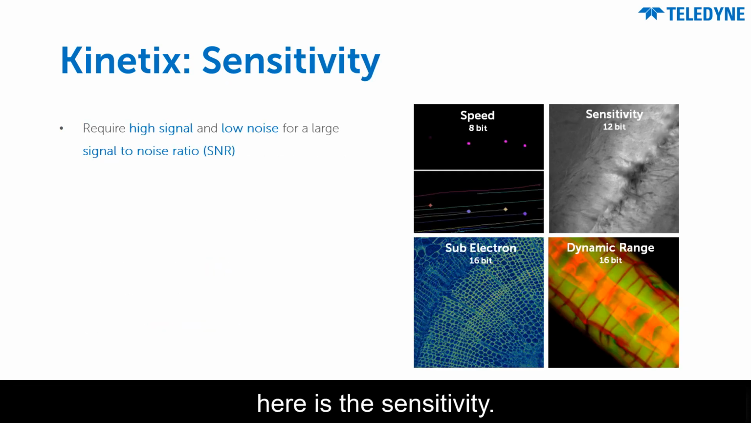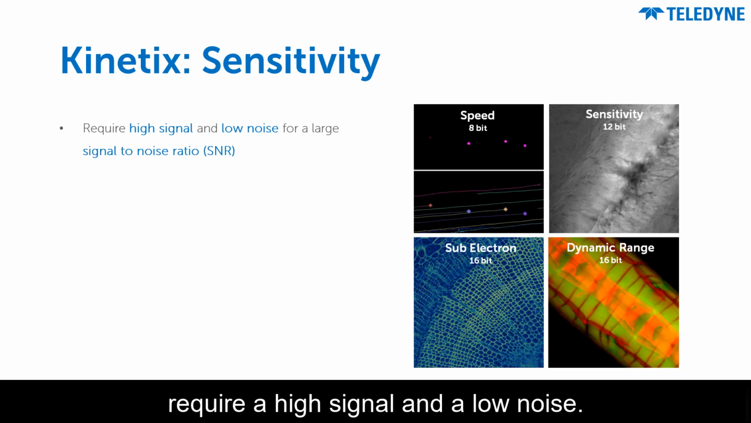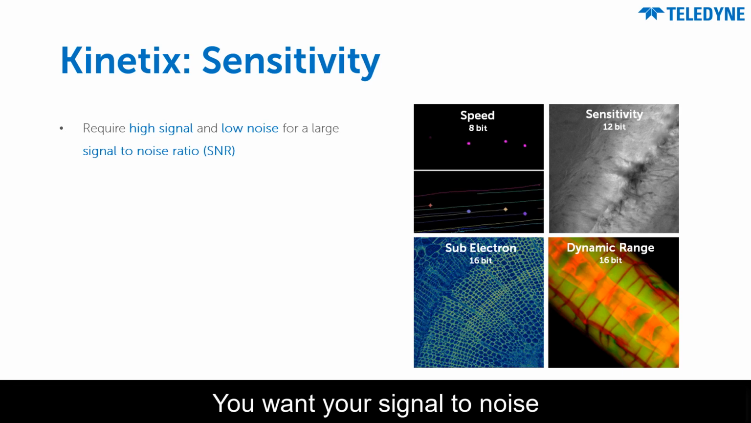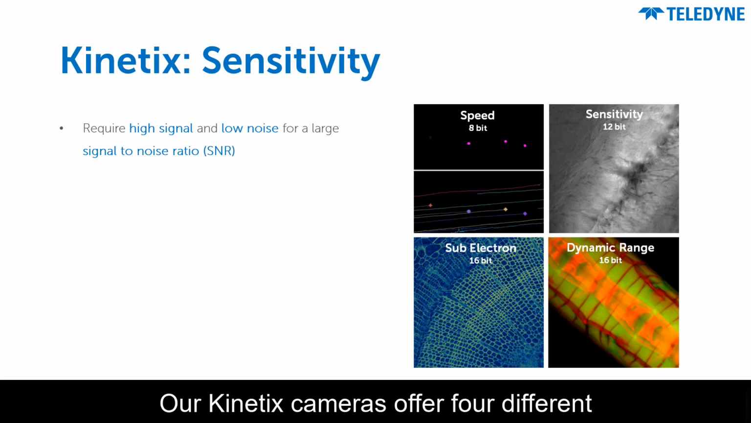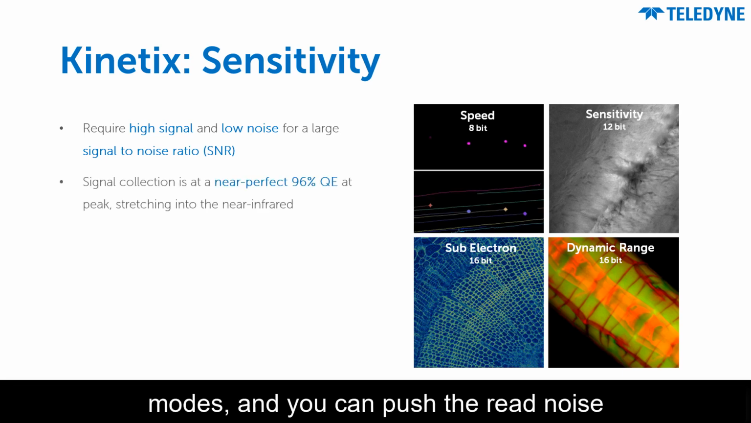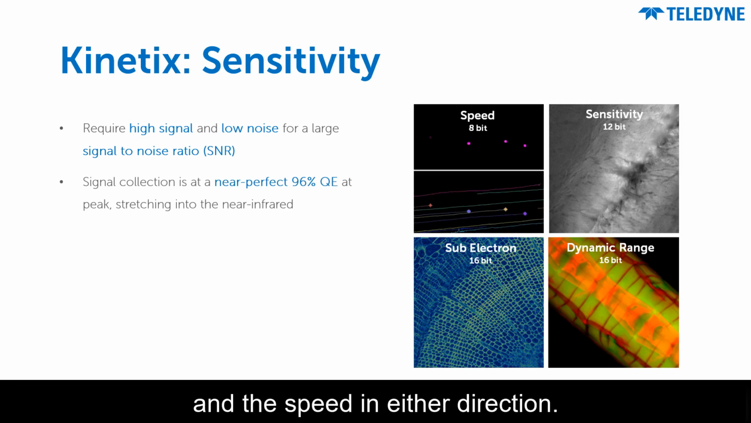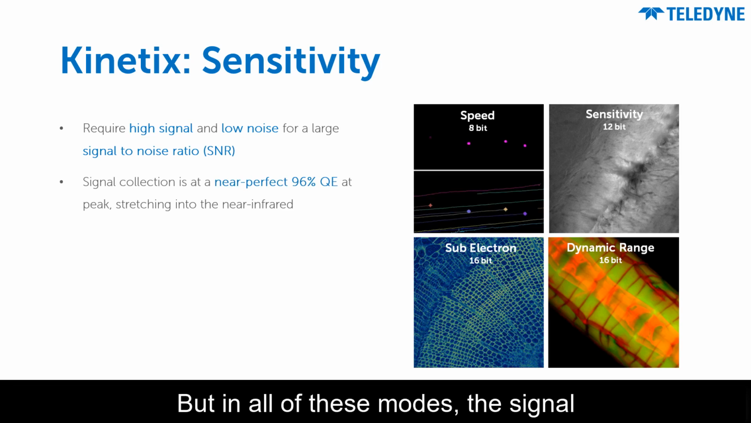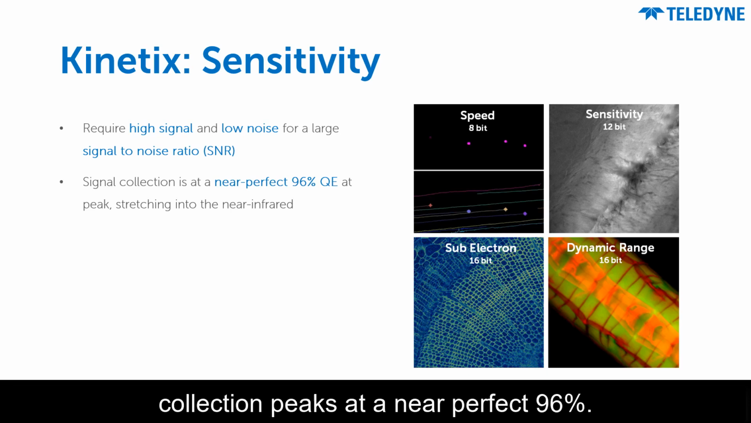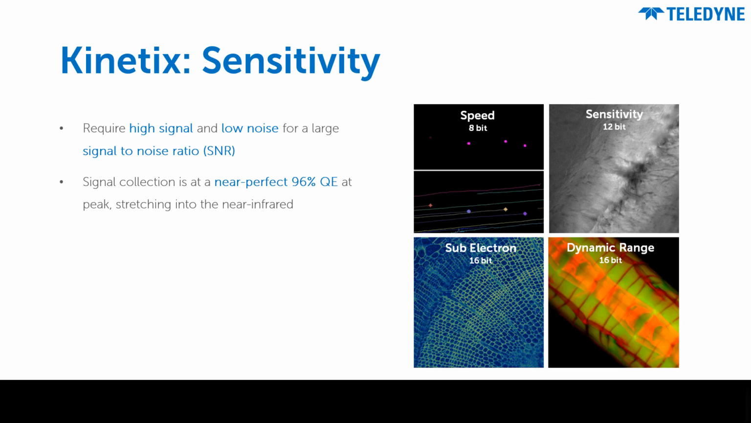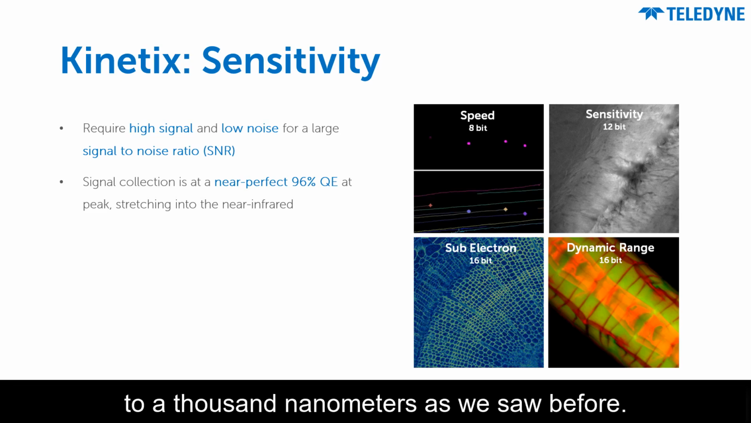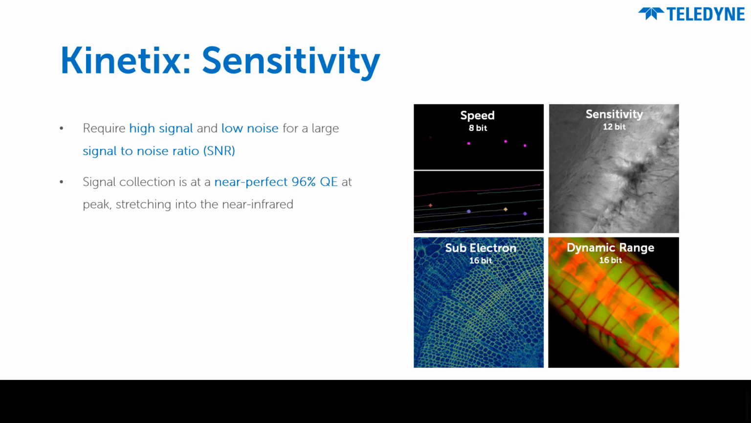The other point to make here is the sensitivity. Quite a lot of quantum imaging applications work with extremely low signal levels. For a nice crisp image, you really require a high signal and a low noise. You want your signal-to-noise ratio to be as high as possible. Our Kinetics cameras offer 4 different modes, and you can push the read noise and the speed in either direction. But in all of these modes, the signal collection peaks at a near-perfect 96% and stretches into the near-infrared, up to 1,000 nanometers as we saw before.